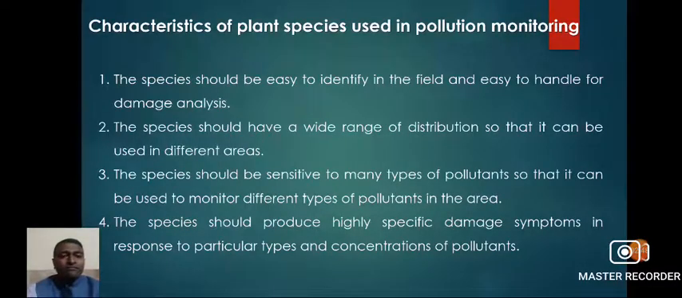So, what are the characteristics of plant species used in pollution monitoring? These are as follows. The species should be easy to identify and easy to handle for damage analysis. The species should have a wide range of distribution, so it can be used in different areas. The species should be sensitive to many types of pollutants, not a single type, not a few, but many types of pollutants, so it can be used to monitor different types of pollution. And the species should produce highly specific damage symptoms, so you can identify exactly what type of pollution is occurring.